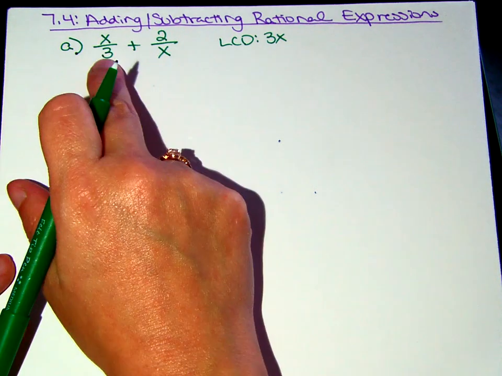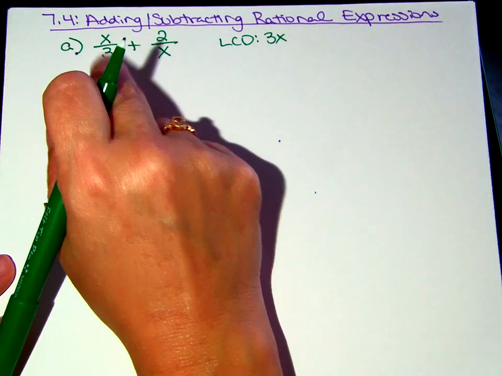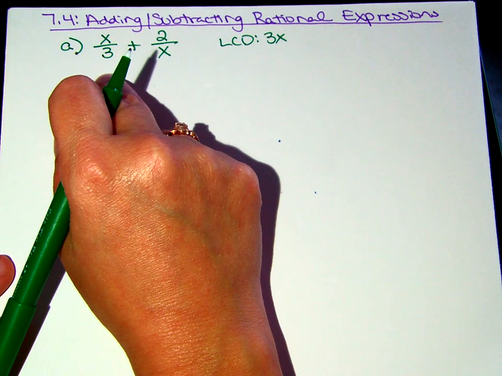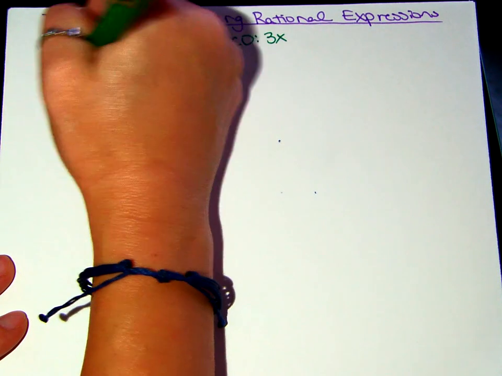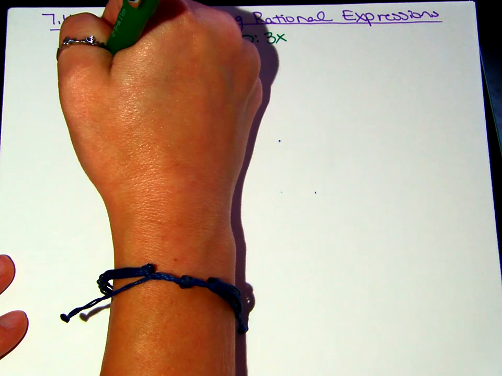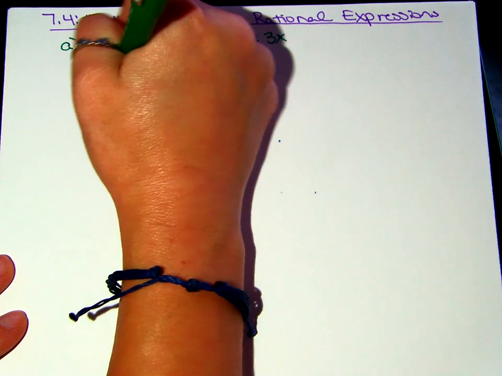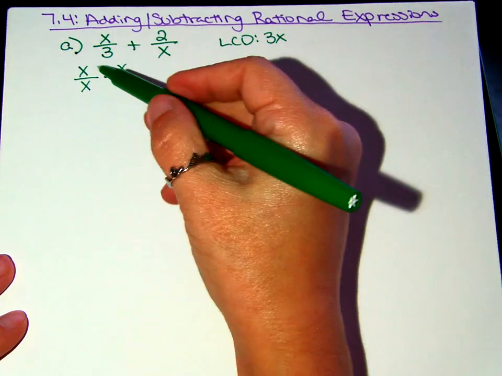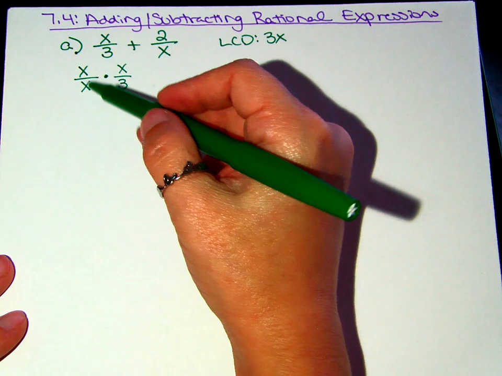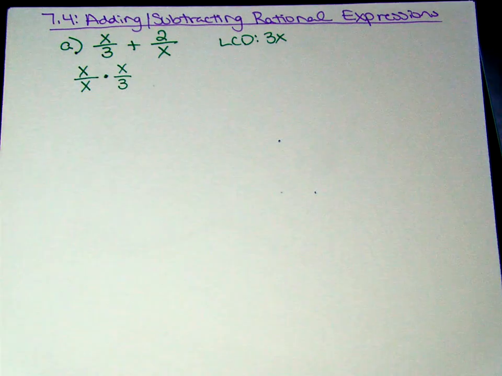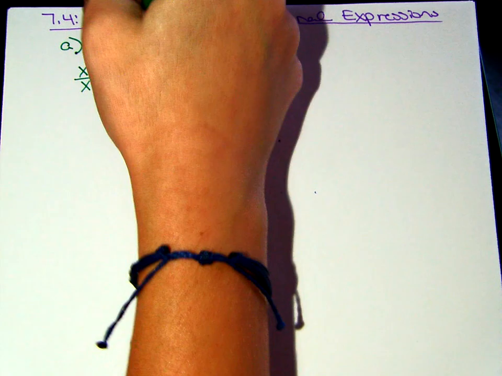If I'm looking at this first rational expression, what is the denominator missing? It's missing the x. So I have to take the top and the bottom of this rational expression times x. Because remember, as we saw in 7.3, we have to multiply the top and the bottom, because then we're multiplying in essence by 1. We're not adding anything to our equation. We're taking our pizza slice and making it into smaller slices.